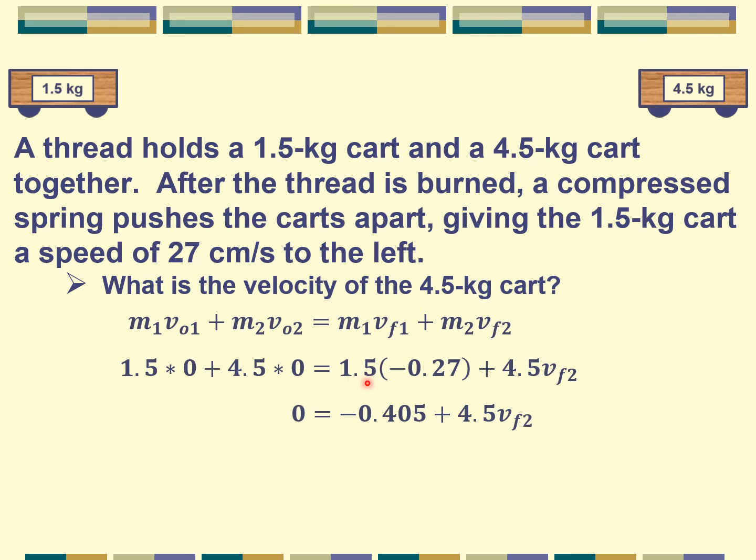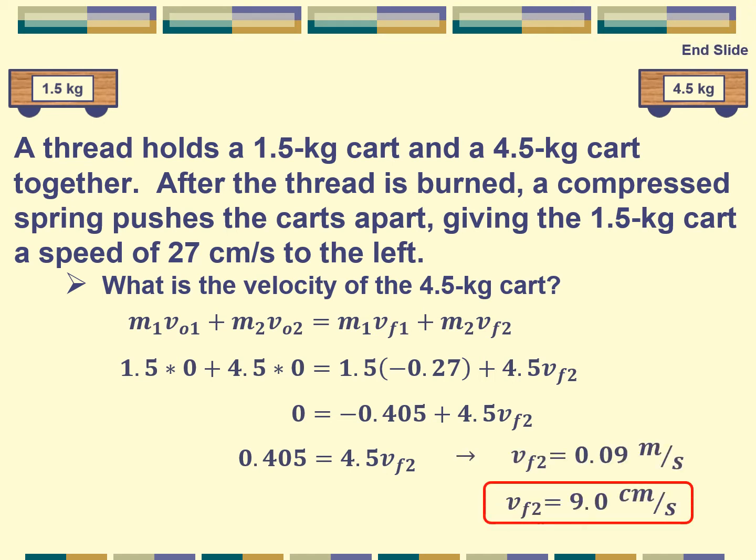Afterwards, the 1.5 kilogram mass is moving at 27 centimeters per second. Convert that to meters, and that gives me 0.27. Now, we give it negative because it's moving to the left. We have to incorporate that direction anytime we do conservation of momentum because the direction does matter. So with that being said, 1.5 times negative 0.27 gives me negative 0.405. And then 4.5 times the final velocity 2, and final velocity 2 is what we're looking for. So we take the 0.405 to the other side, make it positive, divide by 4.5, and we get 0.09 meters per second.